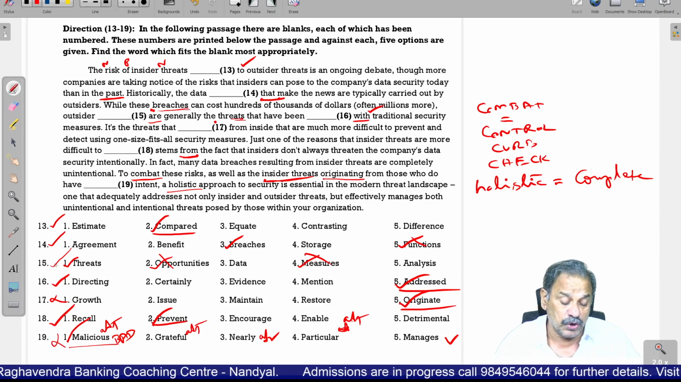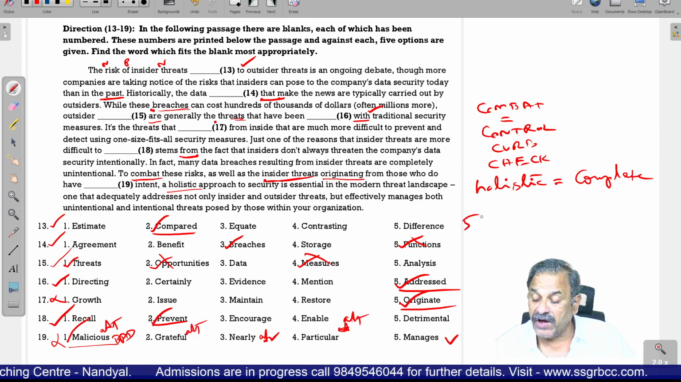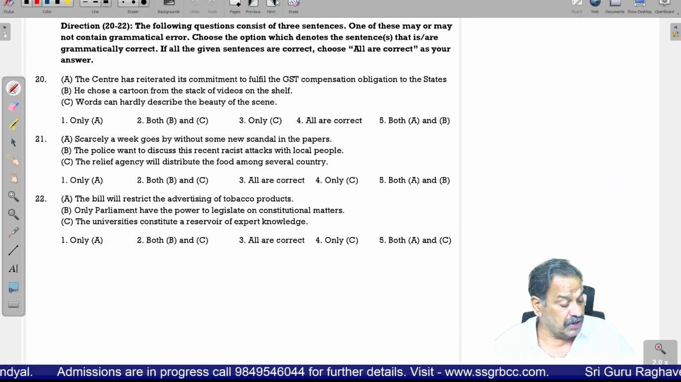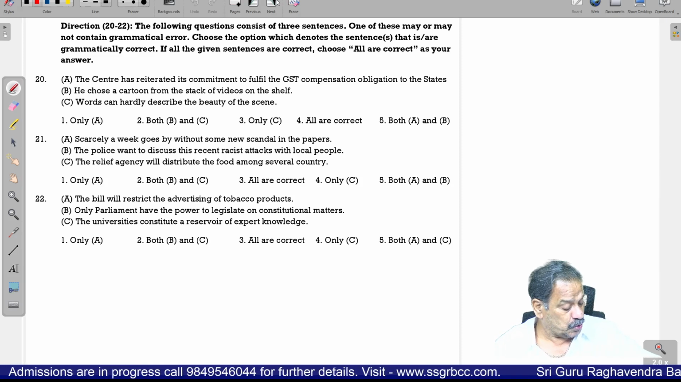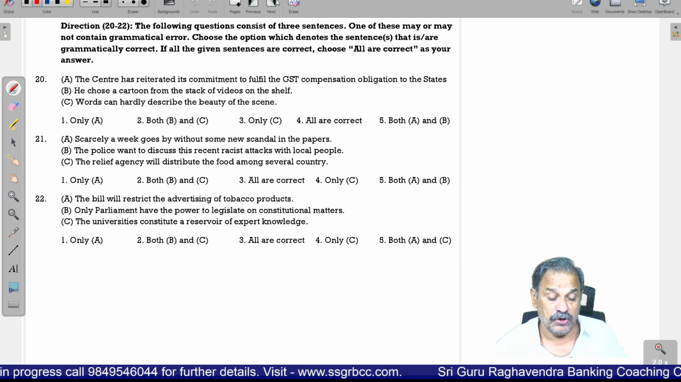So 1, 2, 3, 4, 5, 6, 7. Out of 6, 7, you may make an attempt at 5 questions easily. Then the next set is 20 to 22.